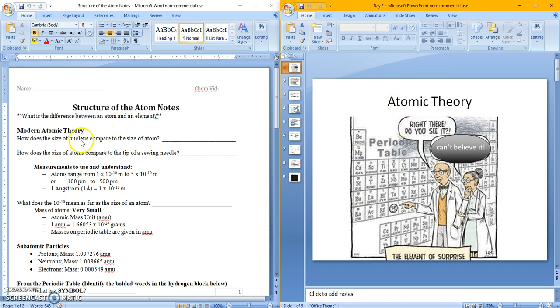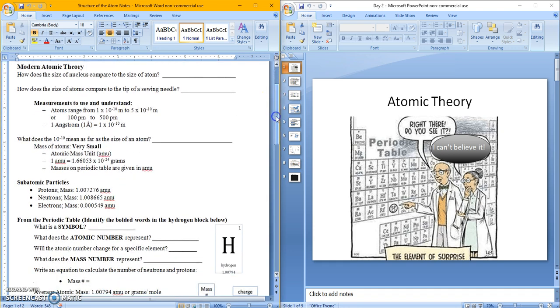Alright, how does the size of the nucleus compare to the atom? So, if you recall, Rutherford found out that we have a tiny little nucleus in the center, but there's mostly empty space around the atom, which means that the nucleus is really small and the atom is really big, okay?